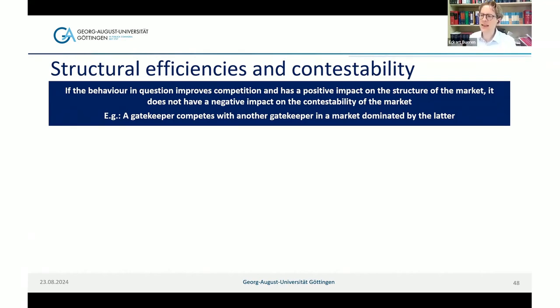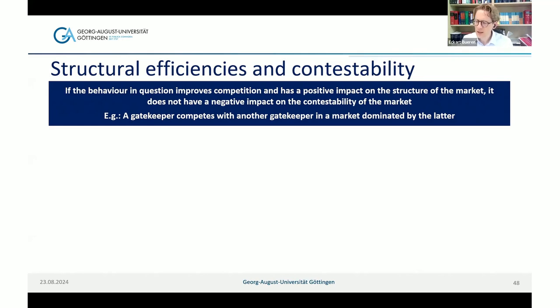I've already argued that there's no general objective justification in the DMA. So we cannot use this line of reasoning to set aside one of the prohibitions in Article 5 to 7 DMA. We don't accept an objective justification. But we think there are two scenarios where this could be relevant.